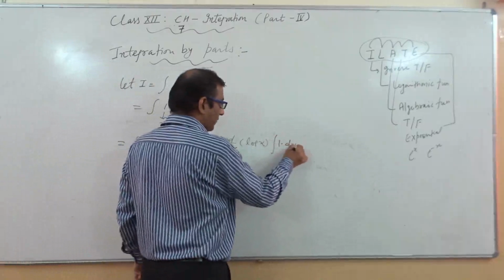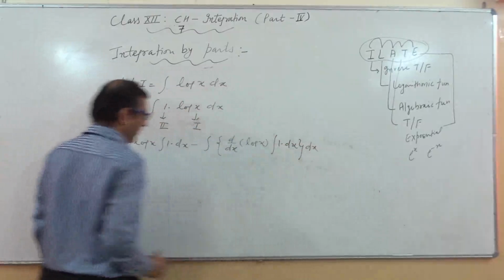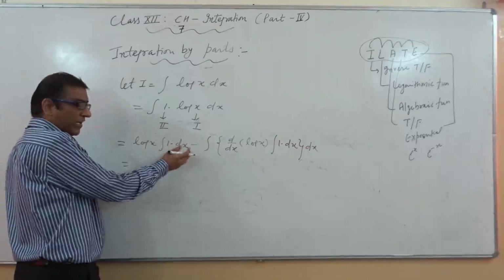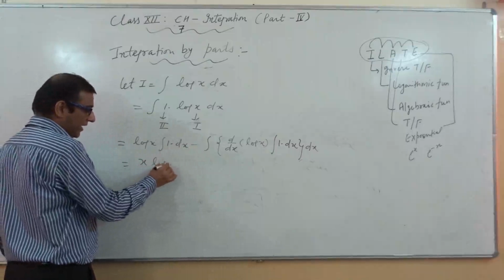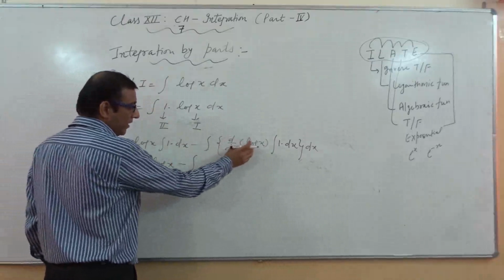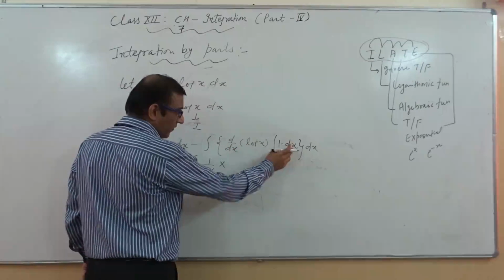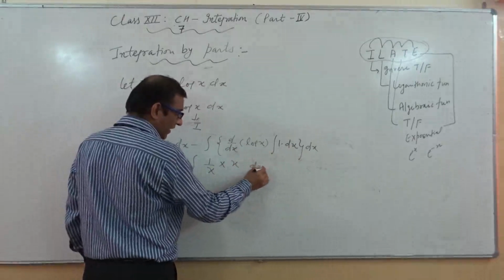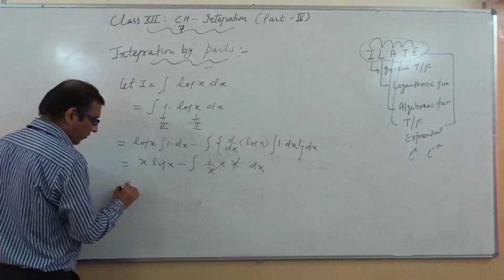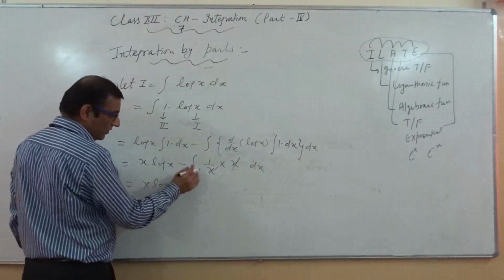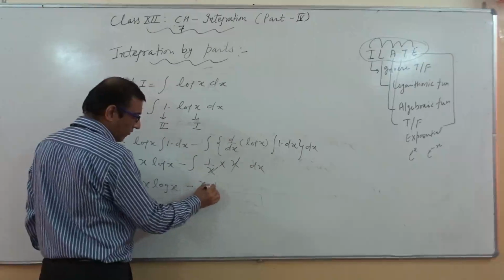1 into dx. After this, log x as it is, and the integration of 1 into dx is x. So it can be written as x log x minus the integration of the derivative of log x, which is 1 upon x, into the integration of dx, which is x, into dx. x and x cancel. So it can be written as x log x minus the integration of dx, which is x, plus c.